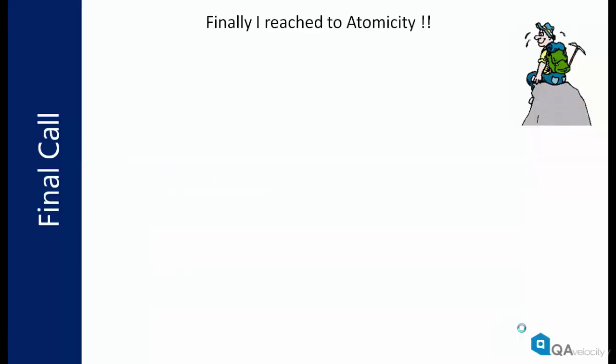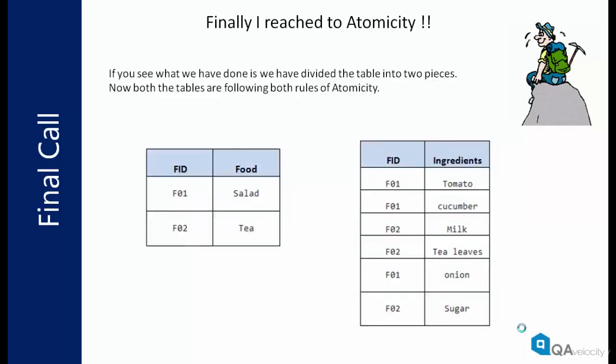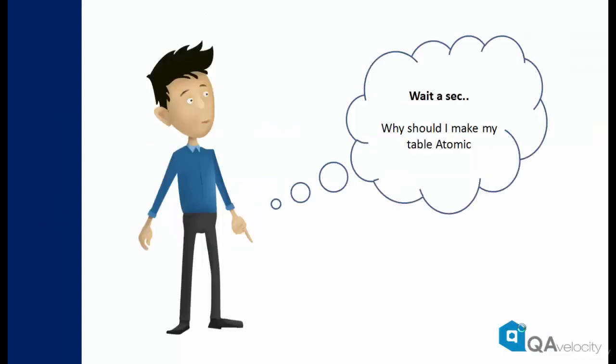So let's take a final look at our table and set it to follow rule 2. To make it atomic, what we have done is we have divided the table into two pieces: one for food item, another for ingredients. Now if we analyze both tables against the atomicity rules, these tables are following both rules of atomicity.